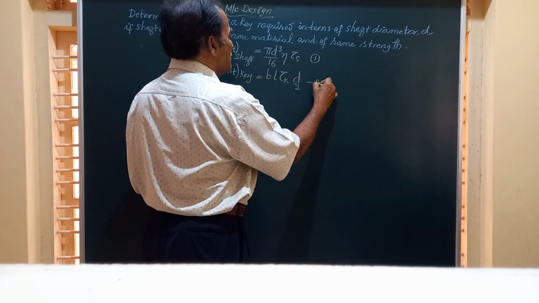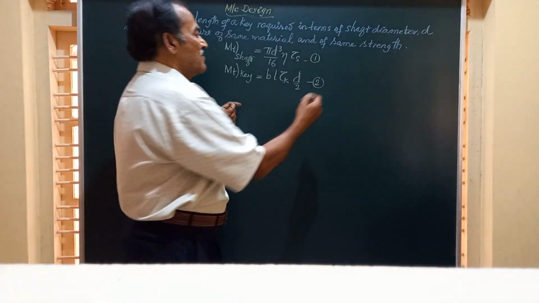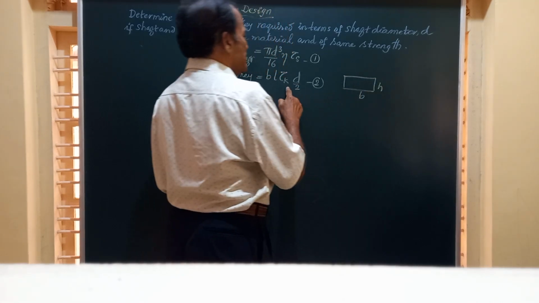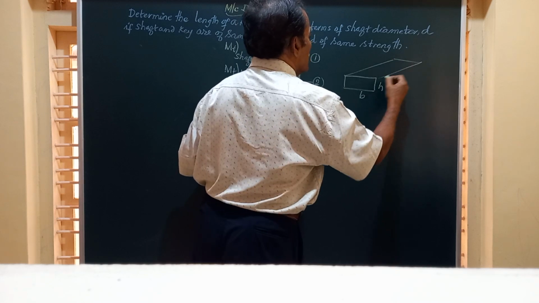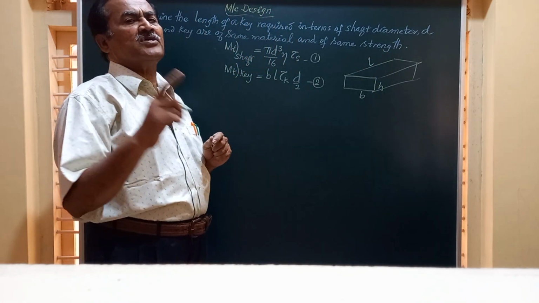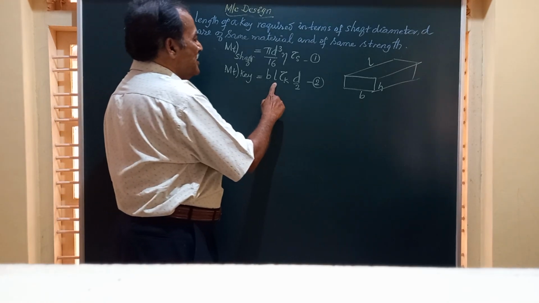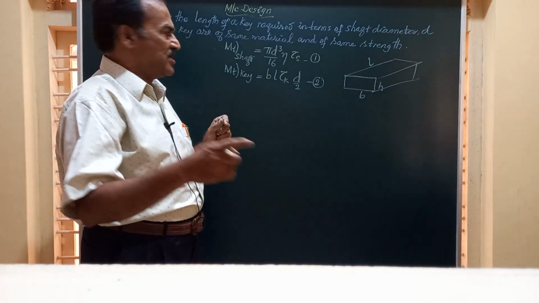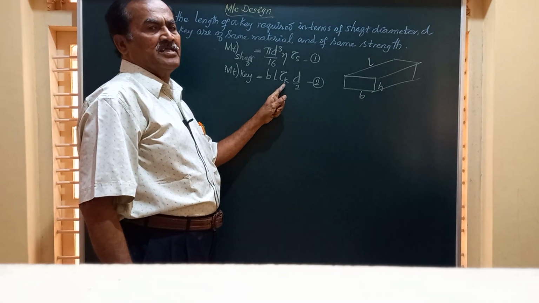This is expression number 2, where B stands for the width of the key. The key will be like this. It will have a width B and thickness H, and it will be having a length equal to this L. L is the length of the key, and you have to go through the previous 2 videos on this design of key. So friends, B L tau K D by 2 is the torque transmitted by the key in shear, and tau K stands for the shear stress of the key material.